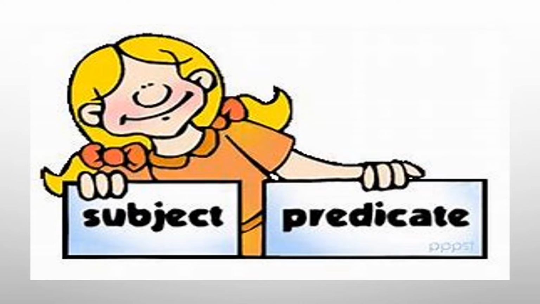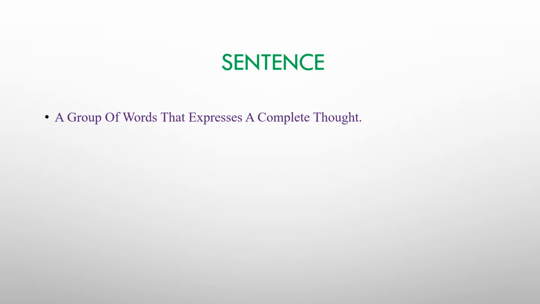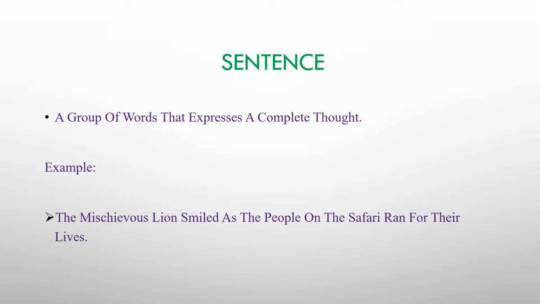Today we are going to talk about subject and predicate. Now before starting that, let's have a quick look at sentence. Now, what is a sentence? A sentence is a group of words that expresses a complete thought. For example, the mischievous lion smiled as the people on the safari ran for their lives.